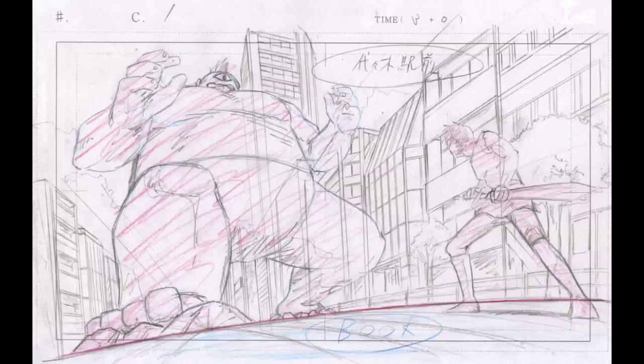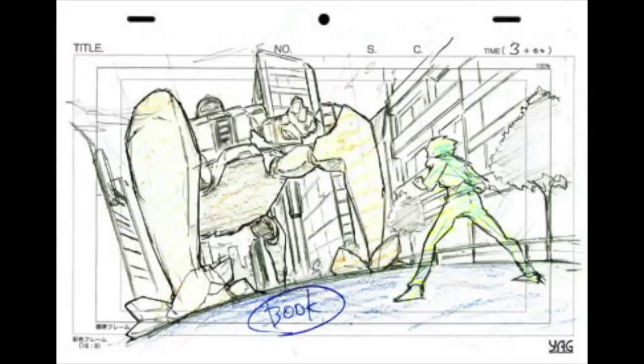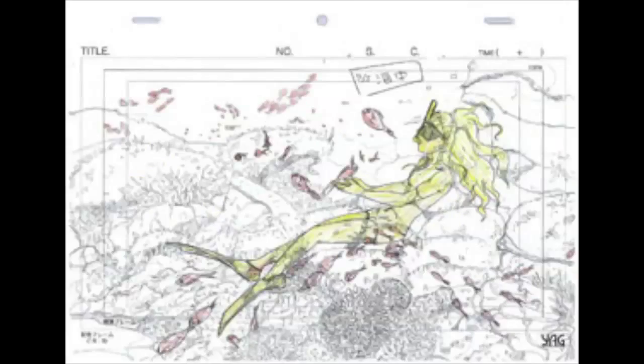Hey everyone, here's some examples I found online of different anime and their layouts. Now, if you notice at the bottom of these two first examples where it says book, book means it's part of the scenery, but it's the part that's in the foreground.